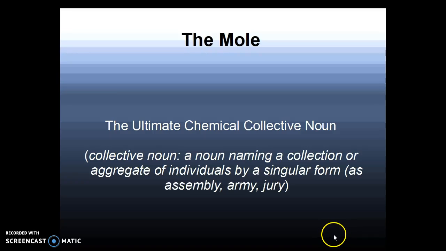I call the mole the ultimate chemical collective noun. A collective noun is a noun that names a collection or aggregate of individuals with a singular form, like assembly, army, jury.